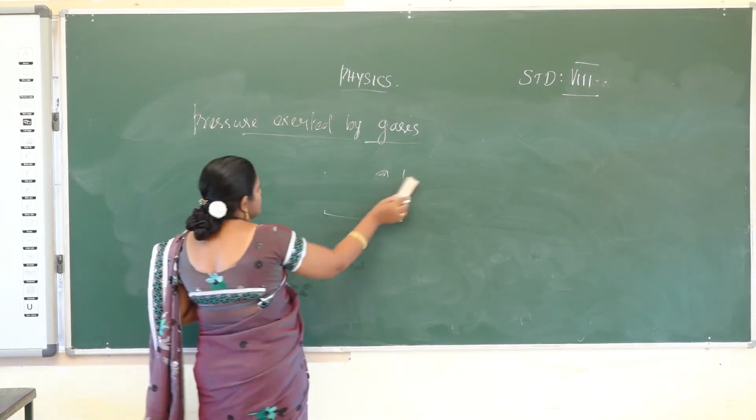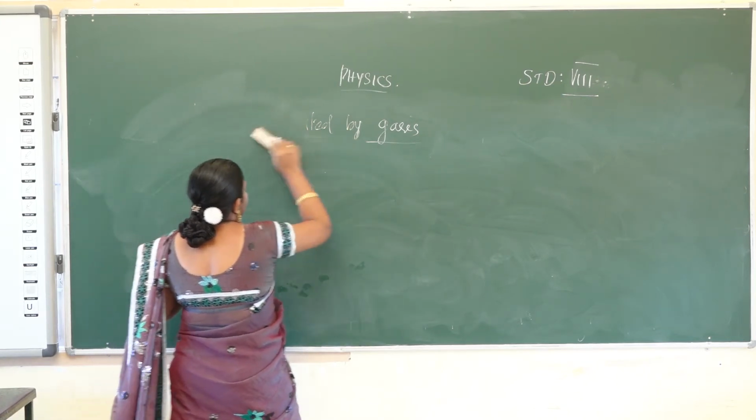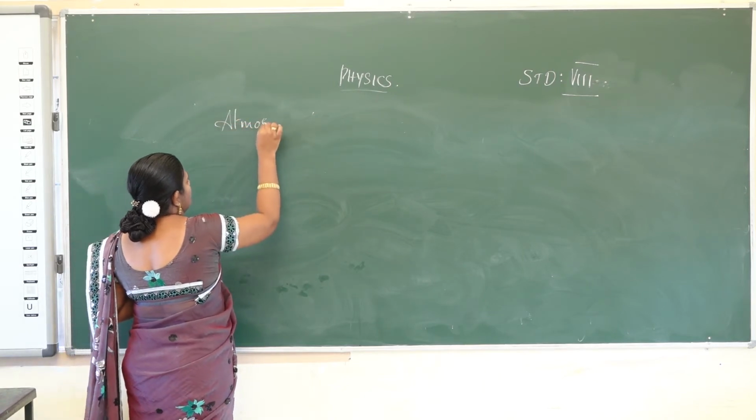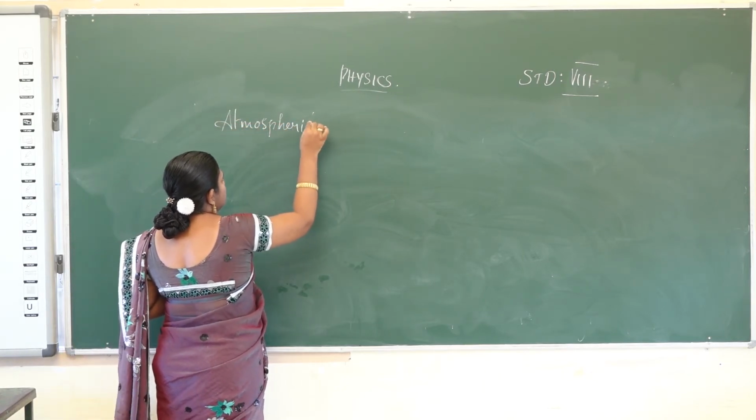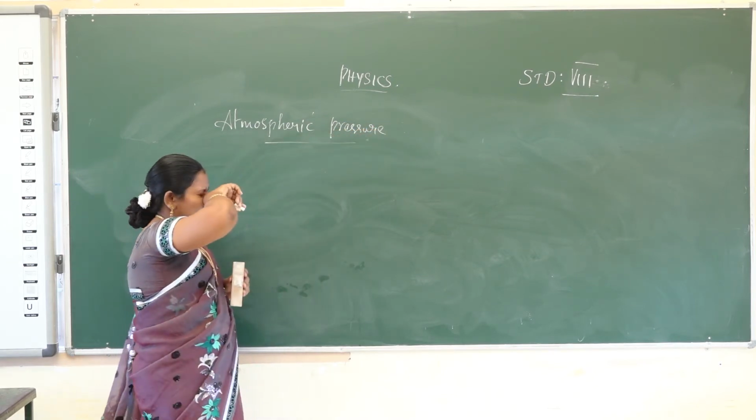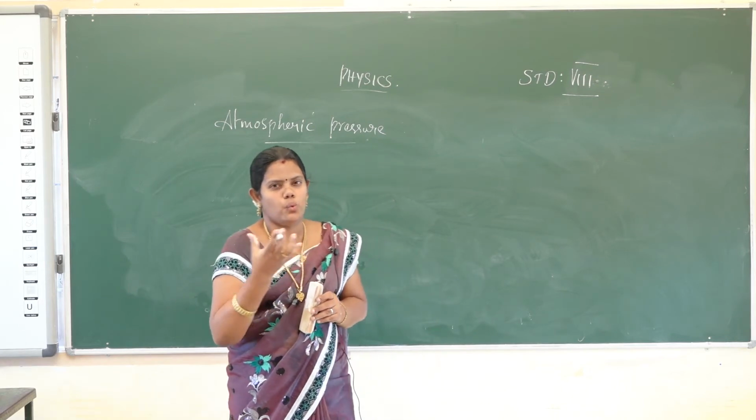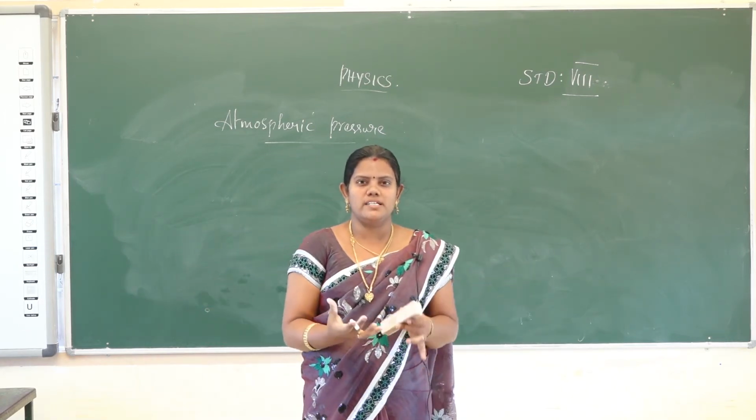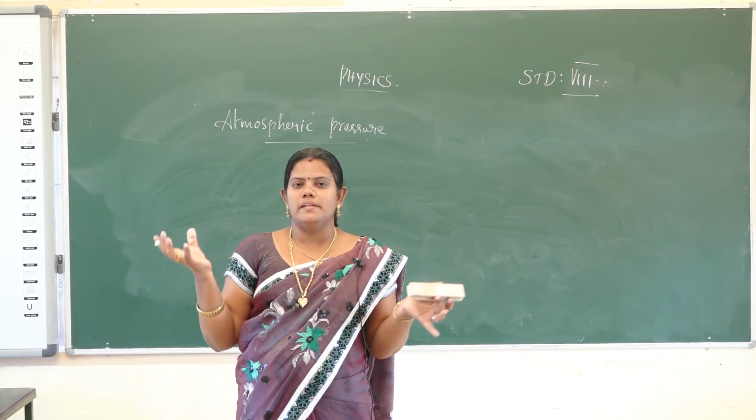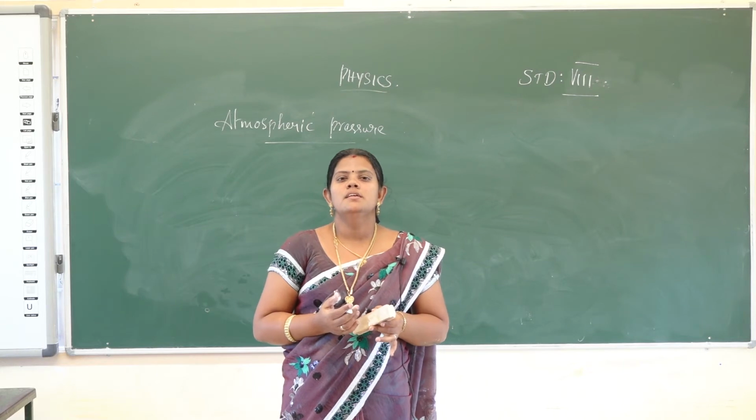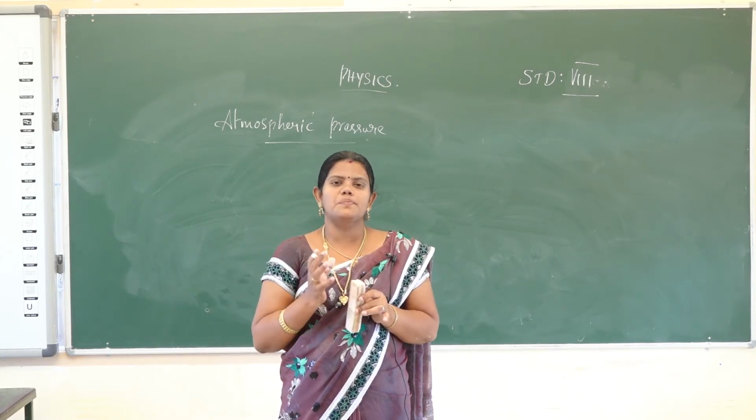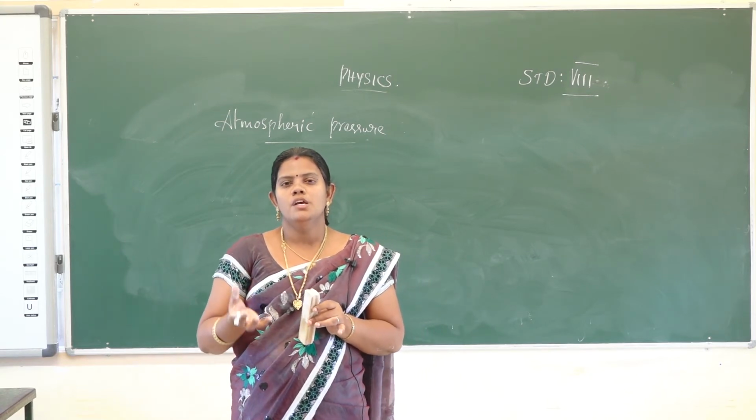And next, that is atmospheric pressure. What is atmospheric pressure? What is the atmosphere? The atmosphere is the gas enveloped in the surrounding surface. Atmosphere is nothing but the gas enveloped in the surrounding surface. The pressure exerted by the atmosphere is atmospheric pressure. Moreover, atmospheric pressure can be measured by using a barometer.